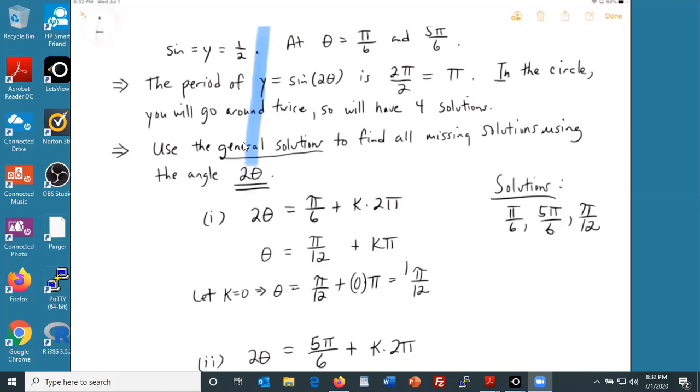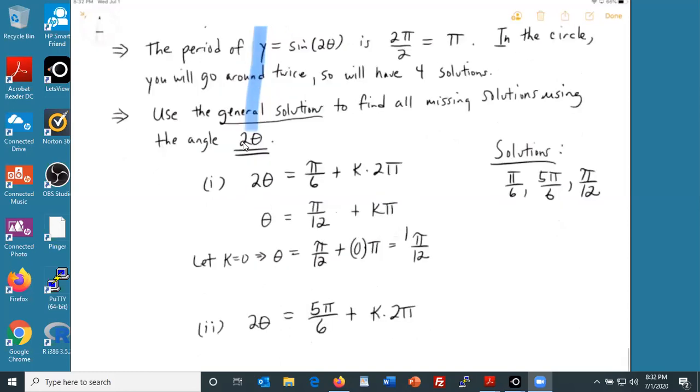So that is between 0 and 2 pi. Because think of 1 over 12. 1 over 12 is between 0 and 2. So that's definitely a solution there.